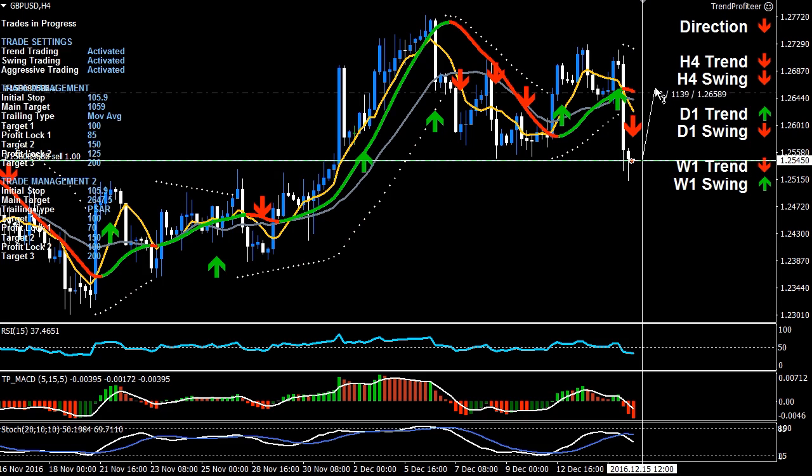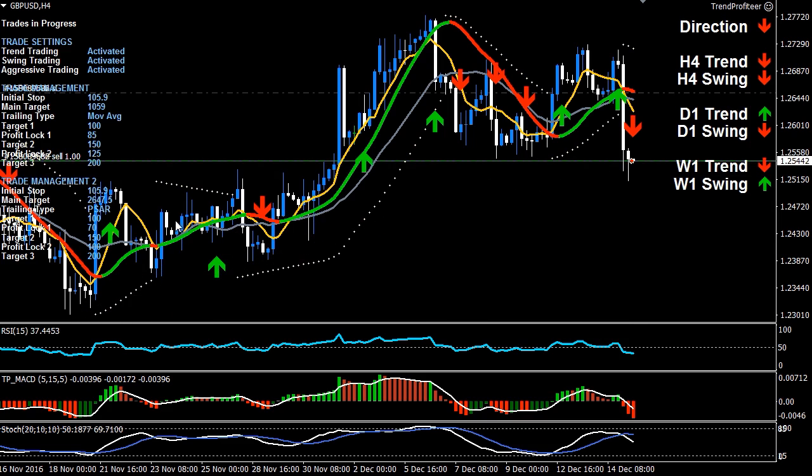The risk right now is about 110 pips. That's been dynamically generated with the Profiteer settings. But you can see that we've got 240 pips in potential reward to the downside. All my trade management is in place, and I can modify this at any time.